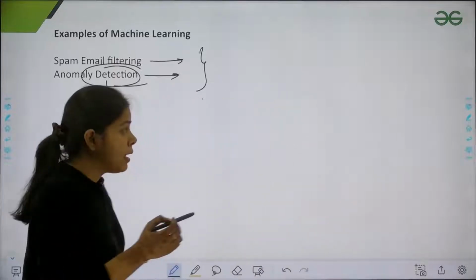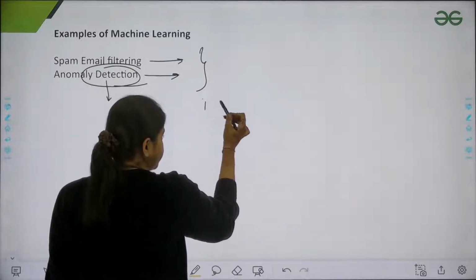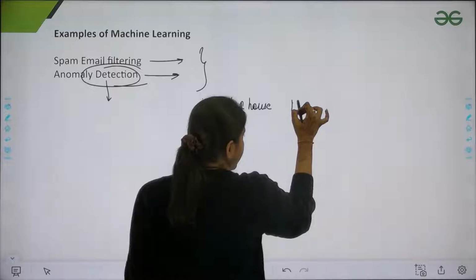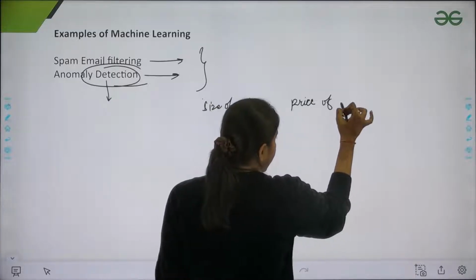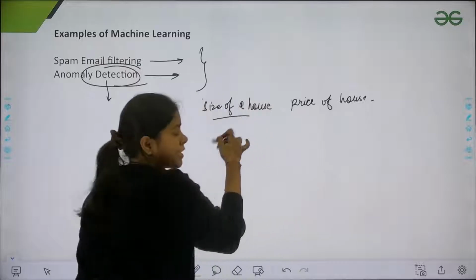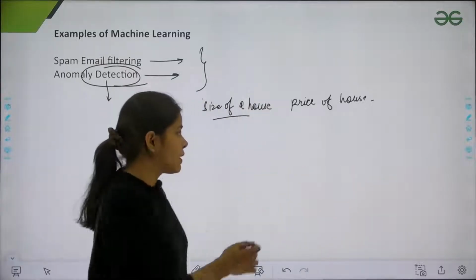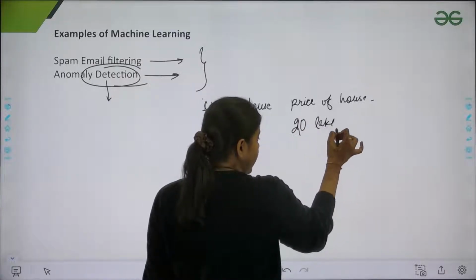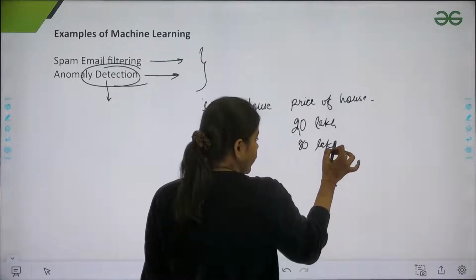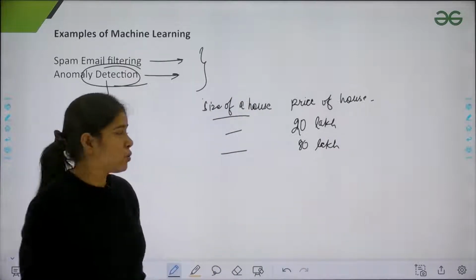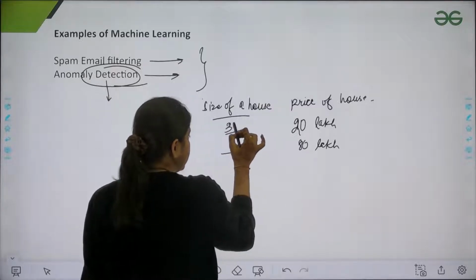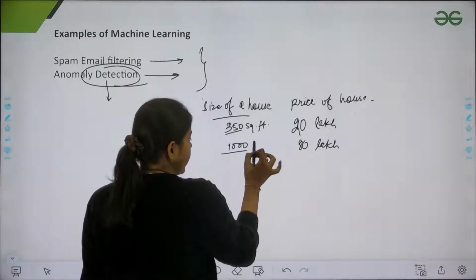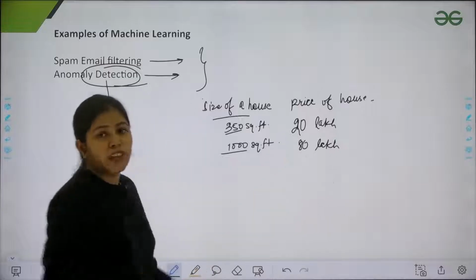There is another example. Let's suppose I have the size of a house, and corresponding to that I have the price of a house. I have different sizes of houses and corresponding prices. Let's suppose if I take 350 square feet, that is 20 lakh, and a 1000 square feet house is 80 lakhs. So we have some data like that.